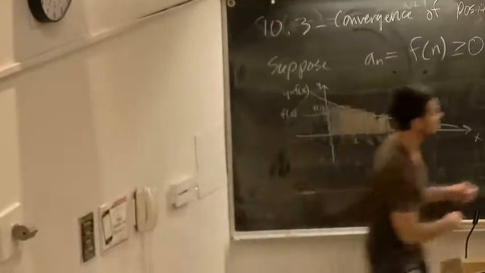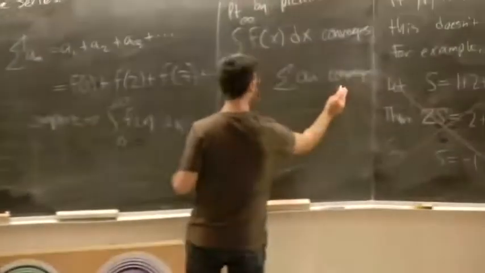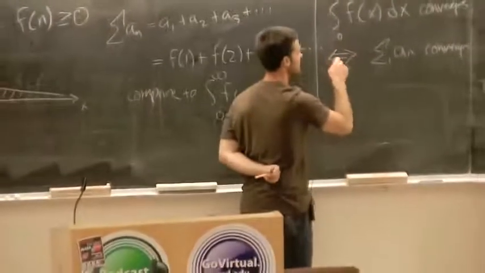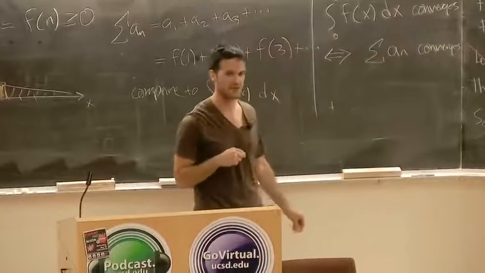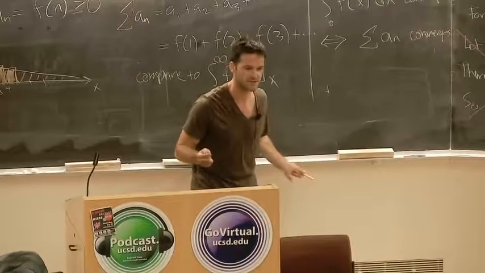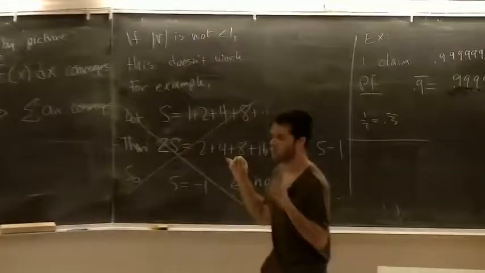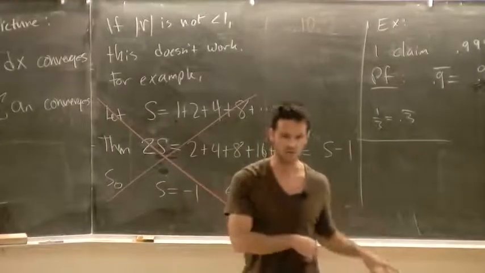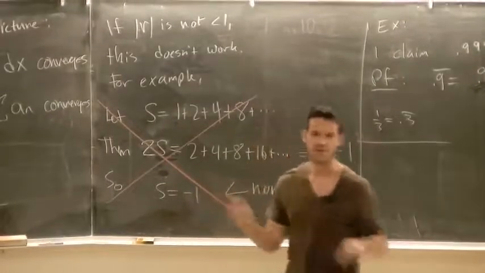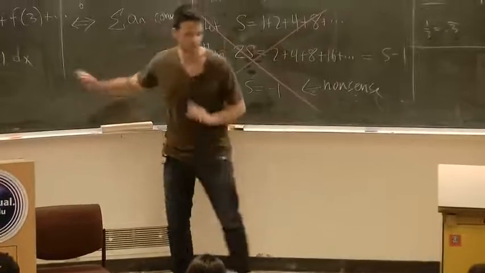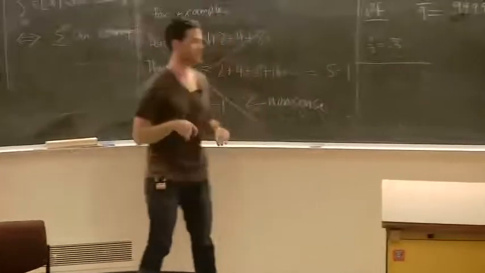So in fact, this goes both ways. If this one converges, then this one converges. So in other words, this is an if and only if statement, or an equivalence. So the behavior of the infinite sum is identical to the behavior of the improper integral. If one of them converges, then the other one converges. If one of them diverges, then the other one diverges. Yeah, so they do the exact same thing. So now, I'm going to leave that as my proof. That's my proof by picture of this.